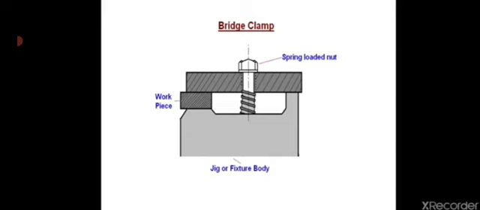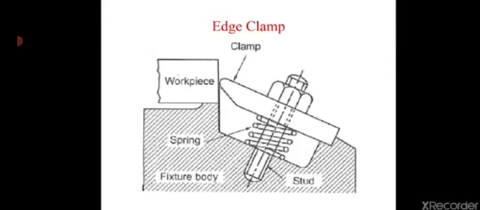remove the workpiece. Next type of clamp is edge clamp. Edge clamps are also called side clamps. It is used when horizontal surfaces are to be machined. Clamping and releasing of the workpiece can be done by operating the clamping nut.